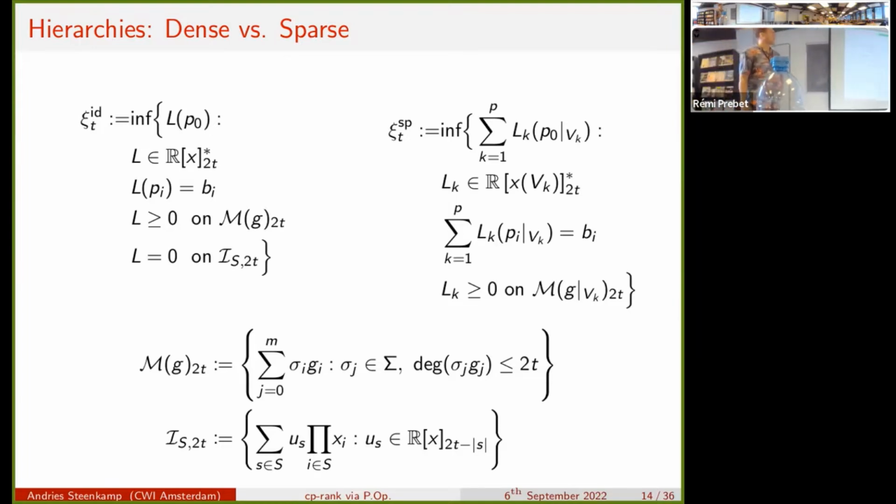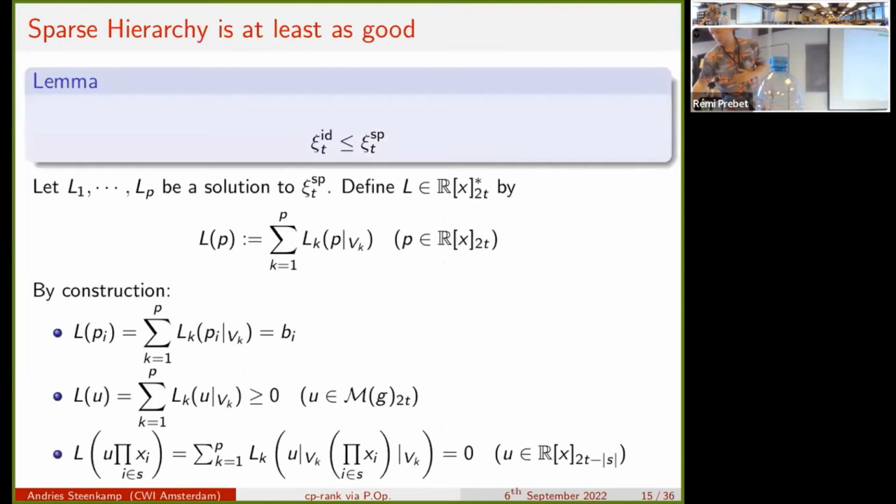Okay, now we've built two hierarchies. How do they compare? Are they equal? Is one better? Well, here's a lemma. The sparse hierarchy is at least as good as the dense hierarchy. A quick way to see it, let's do the proof sketch.